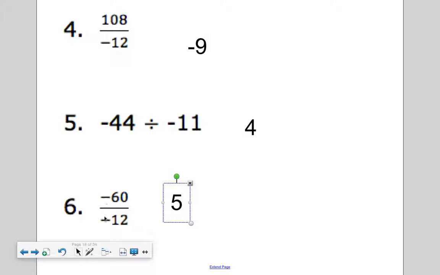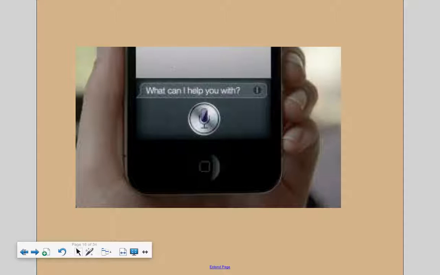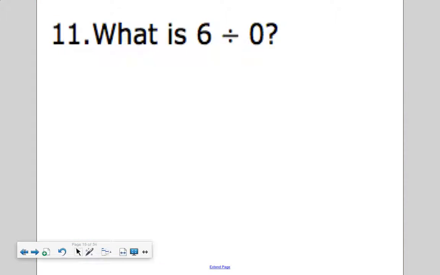Some kids will say these two negatives will cancel out. So let's go back and answer this question. What is 6 divided by 0? Some kids will debate and say the answer is 0. Some people will say 1. Which one is it? If I have 6 positives and I'm dividing them into 0 groups, each group will get how many? 0, 1, or maybe 6.